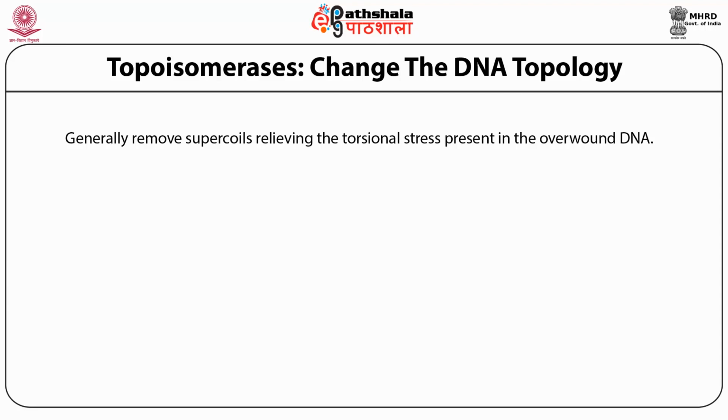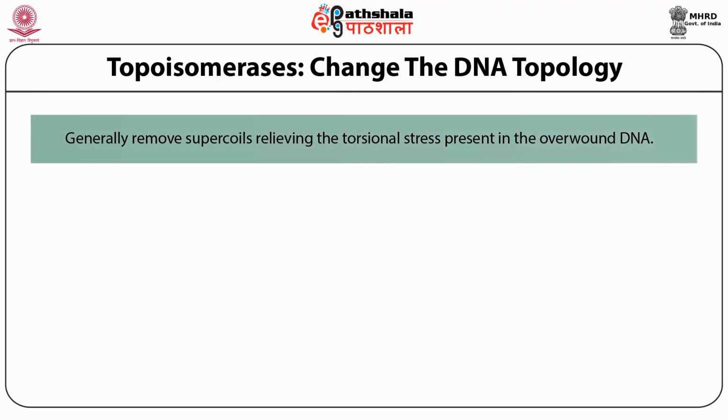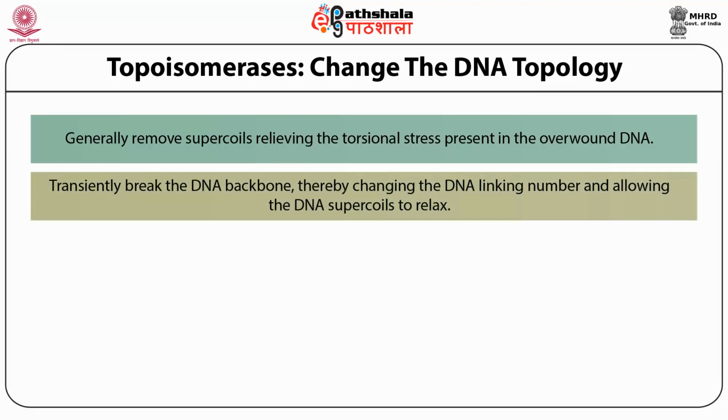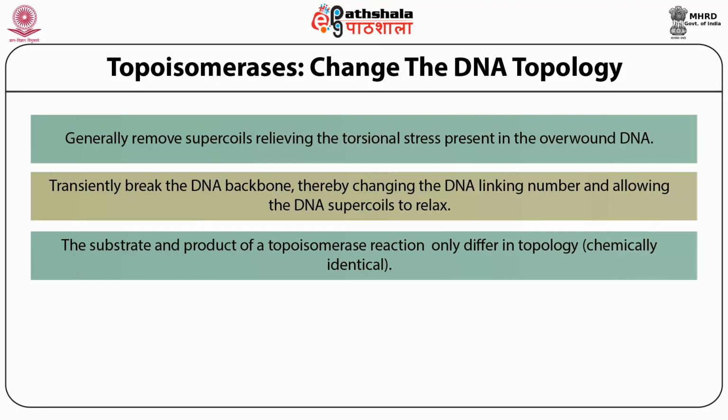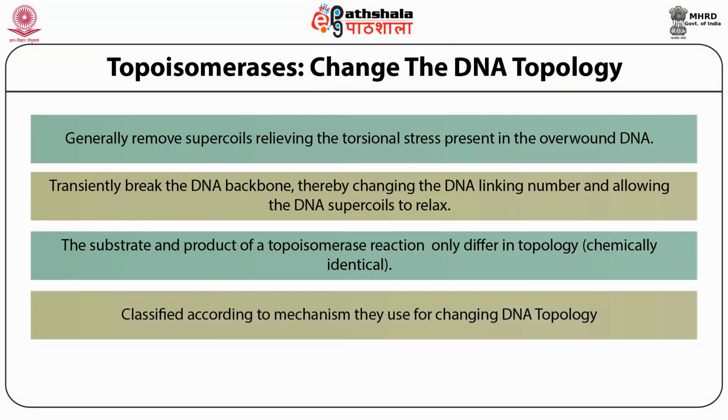Topoisomerases. These are the enzymes that change the DNA topology. They generally remove supercoils, relieving the torsional stress present in the overwound DNA. They transiently break the DNA backbone, thereby changing the DNA linking number and allowing the DNA supercoils to relax. The substrate and product of a topoisomerase reaction only differ in topology. They are chemically identical. They are classified according to the mechanism they use for changing DNA topology.